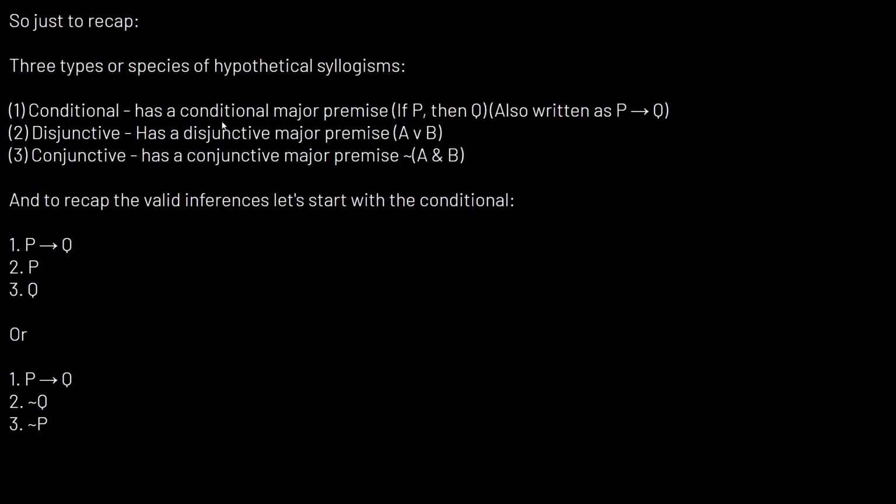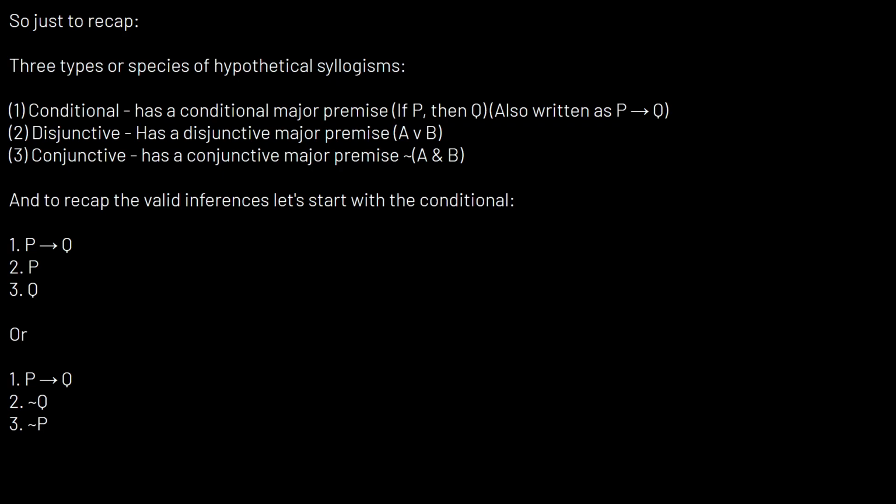And so just to recap on all of them, there are 3 types or species of hypothetical syllogisms. A hypothetical syllogism is not a categorical syllogism, because a categorical syllogism has a categorical major premise, and a categorical proposition is something that absolutely affirms or denies something of a subject, right? So first, we have a conditional. A conditional syllogism has a conditional major premise, that is, if P then Q. It's also written as P then Q with the arrow.